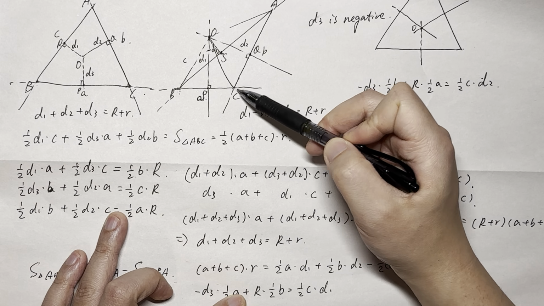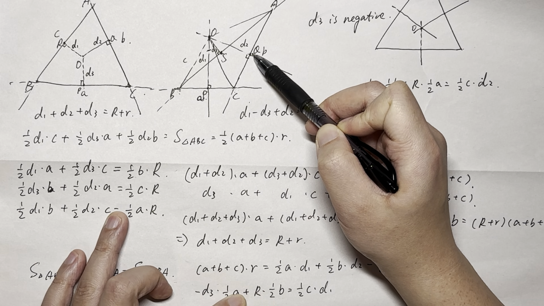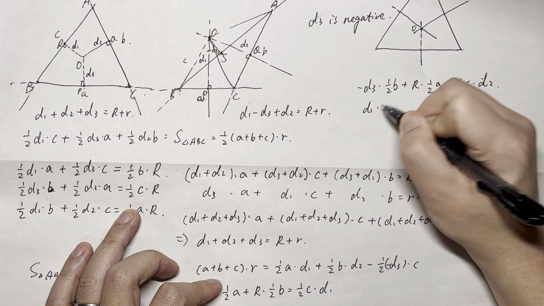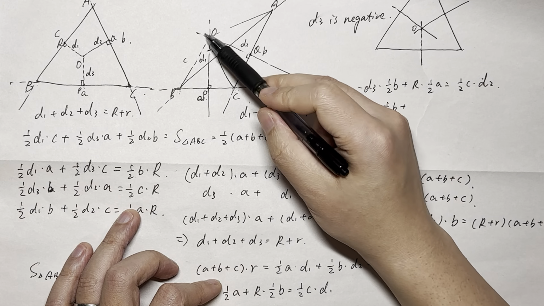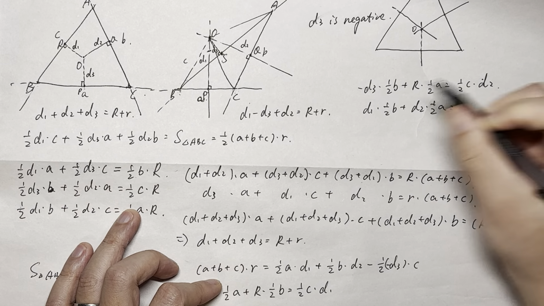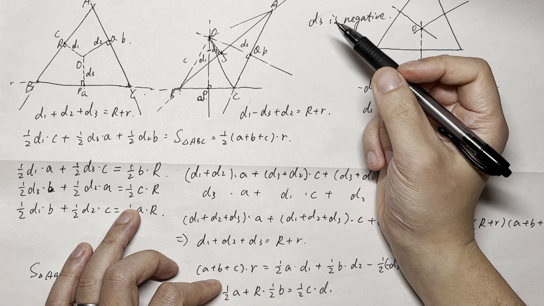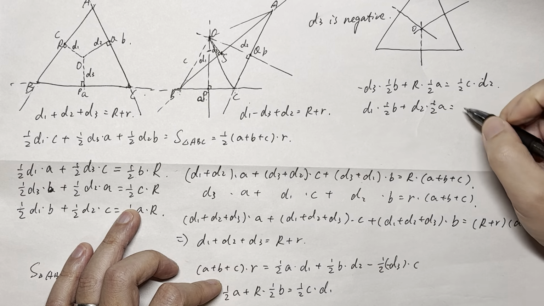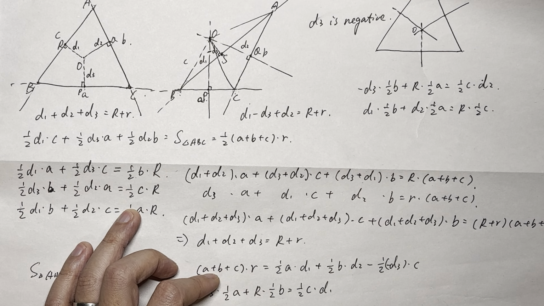And for OPCQ, it's a cyclic quadrilateral, so we have D1 times this one, which is half B, plus this one, that's D2, times this one, which is half A, equals this one, right? That is R times this one. This one is half C, so R times half C. Right, okay.